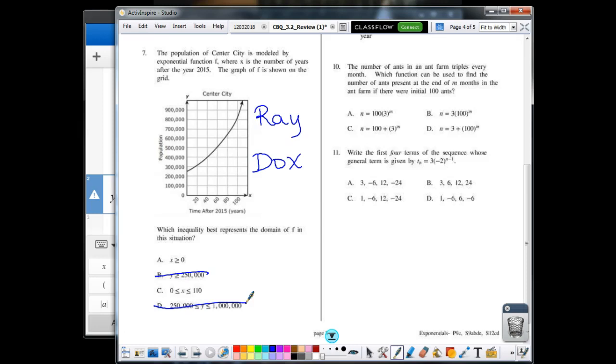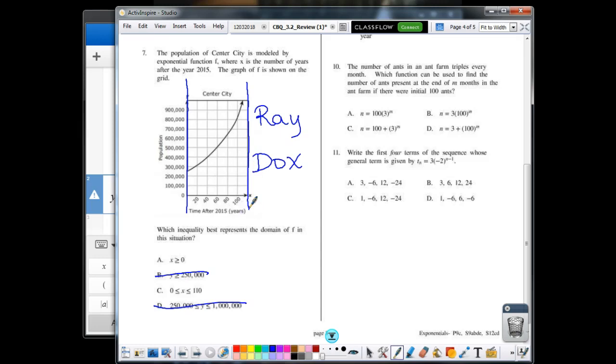Wait, why are there two signs? What does C mean? That it's something bigger than x. So it's basically saying my left wall is at 0, right? Remember we did the walls? And then the right wall is at 110, right? Meaning it would only be in between here.